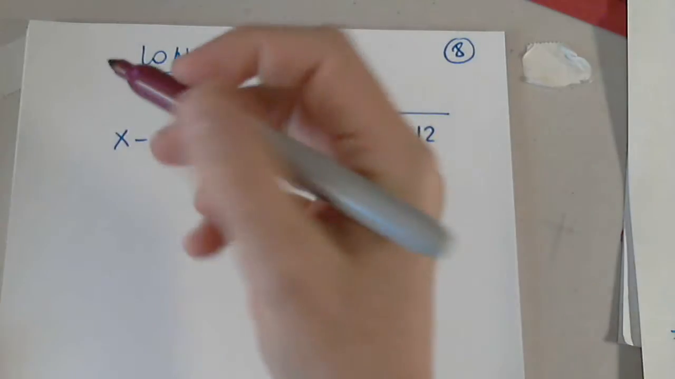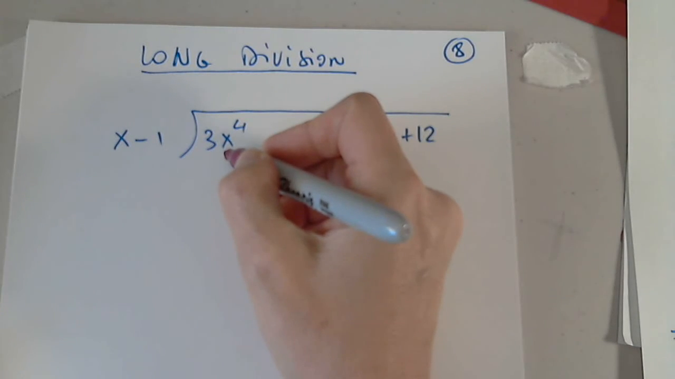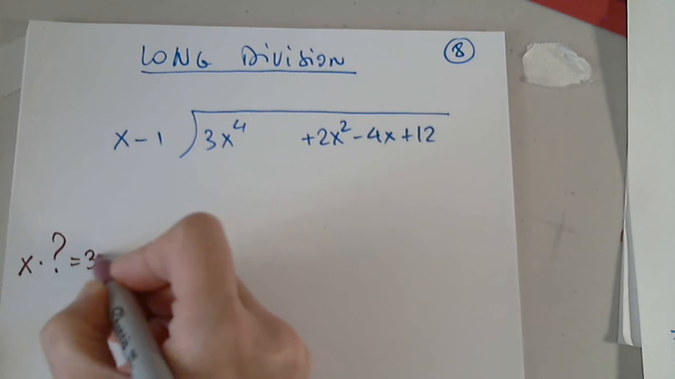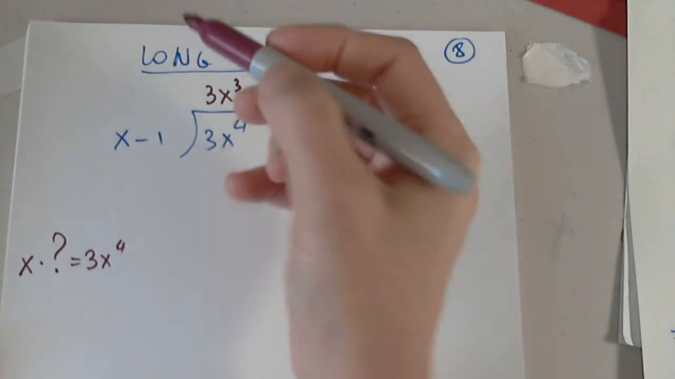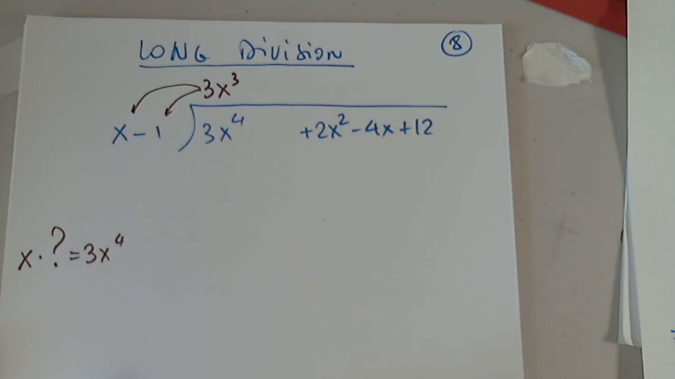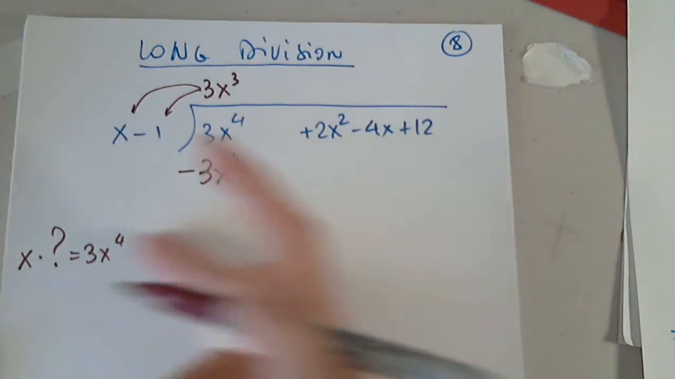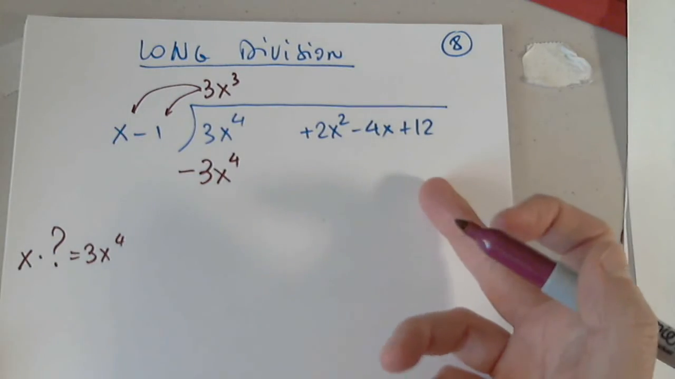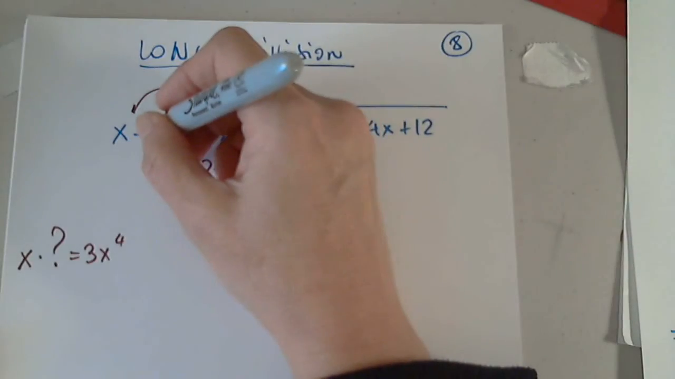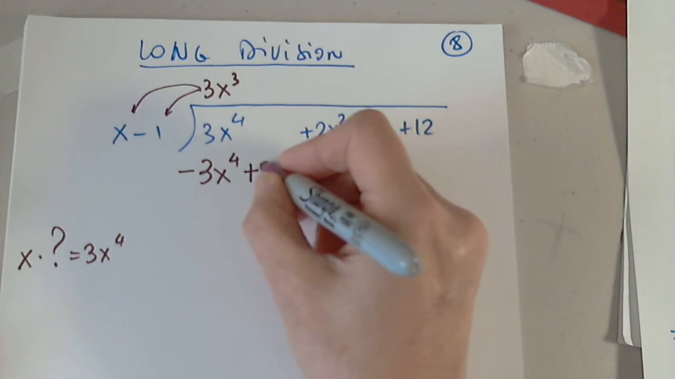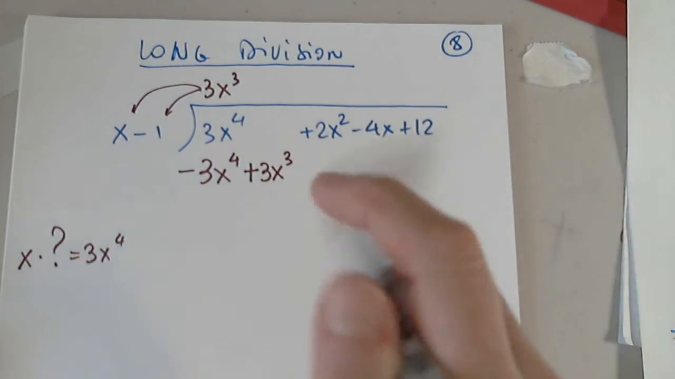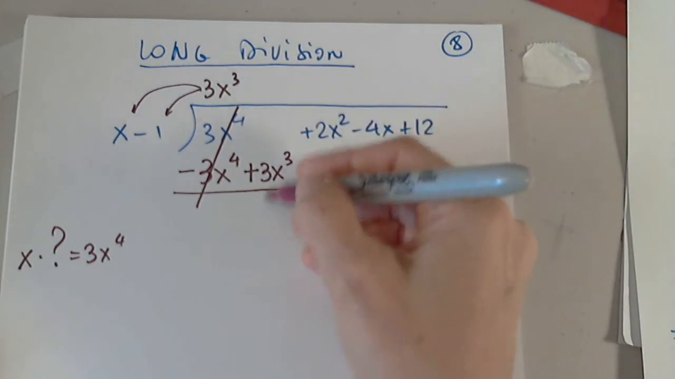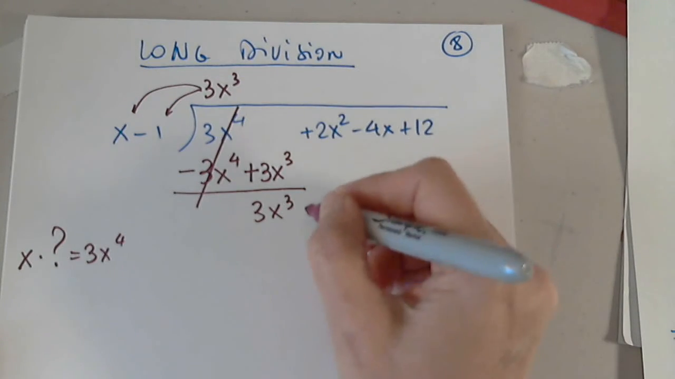X multiplied by what equals 3x to the 4th? So it must be 3x cubed. I go back and distribute to both terms. 3x cubed times x is 3x to the 4th, but I have to subtract. I have to change the sign every time I write underneath. 3x cubed times negative 1 is negative 3x cubed, but I have to change the sign and write positive 3x cubed under the blank space. Perform the operations: 0 plus this is 3x cubed. Bring down the next in line.